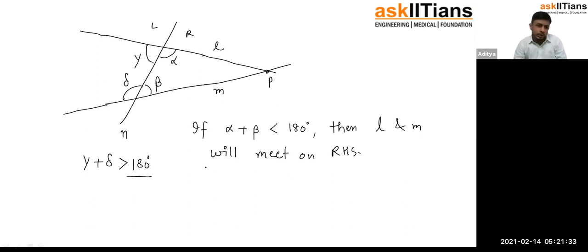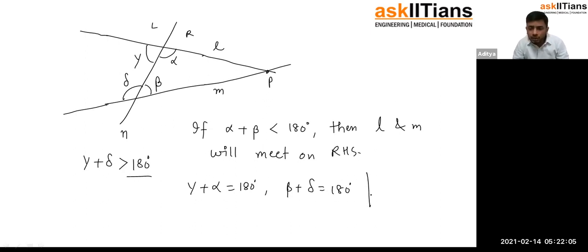Now imagine what would happen if alpha plus beta is exactly 180 degrees. That actually gives rise to parallel lines, right? And what we can say is, if alpha plus beta is exactly 180 degrees, how much will be gamma plus alpha? First of all, it will be 180 degrees. What will be beta plus delta? It would be 180 degrees, of course, because they are lying on a straight line.